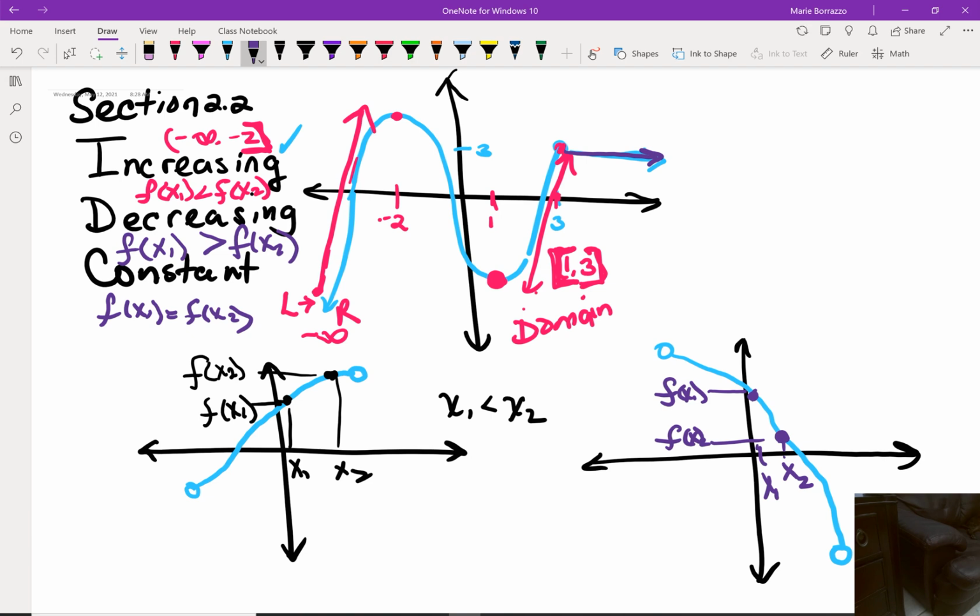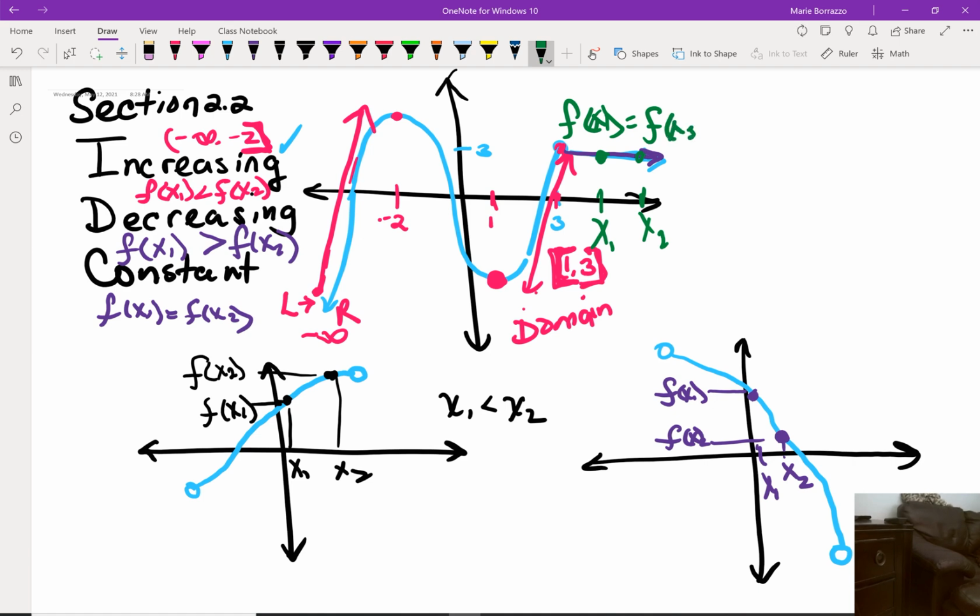And let's select any point. So I'll go over here and I'll select an x1 and I'll select an x2 over here. The values for f of x1 and f of x2 will be identical. That's what they're getting at. So f of x1 is equal to f of x2. That's what they're stating, basically.